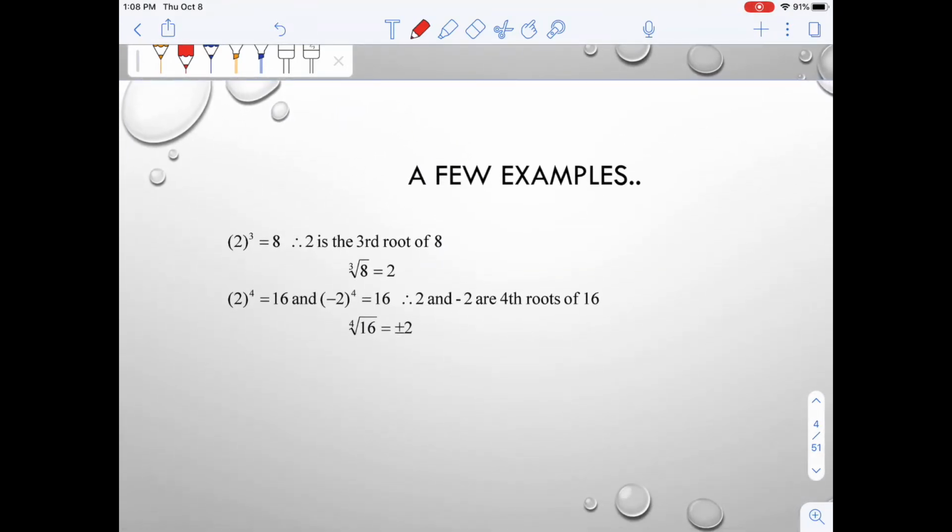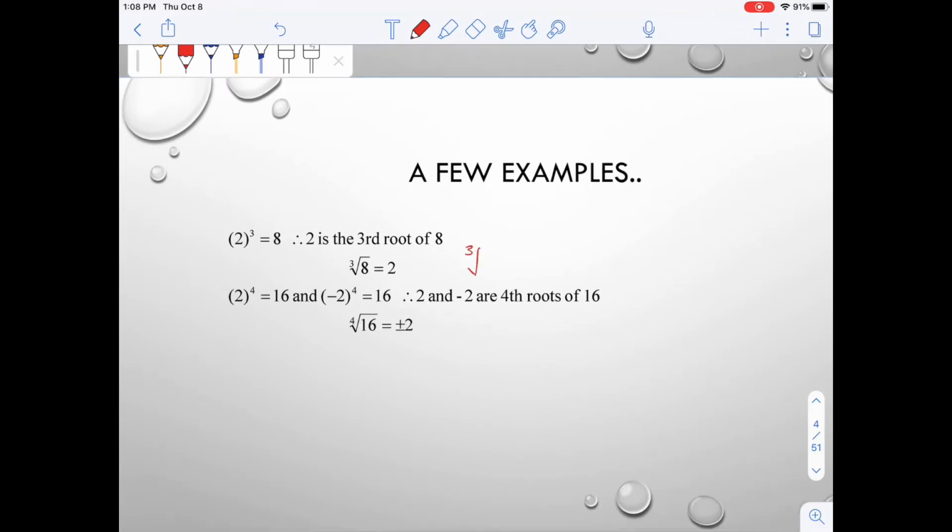So another example using some higher powers here. If I have 2 to the third equals 8, and therefore 2 is the third root of 8, and thus the cube root of 8 equals 2. So if I have a cube root, then I'm looking to be able to take this 8 and write it as something to the third power so that I can simplify. And here I get 2. Also notice that 2 to the fourth equals 16 and negative 2 to the fourth also equals 16. So we have that 2 and negative 2 are fourth roots of 16. So the fourth root of 16 could be either positive or negative 2.